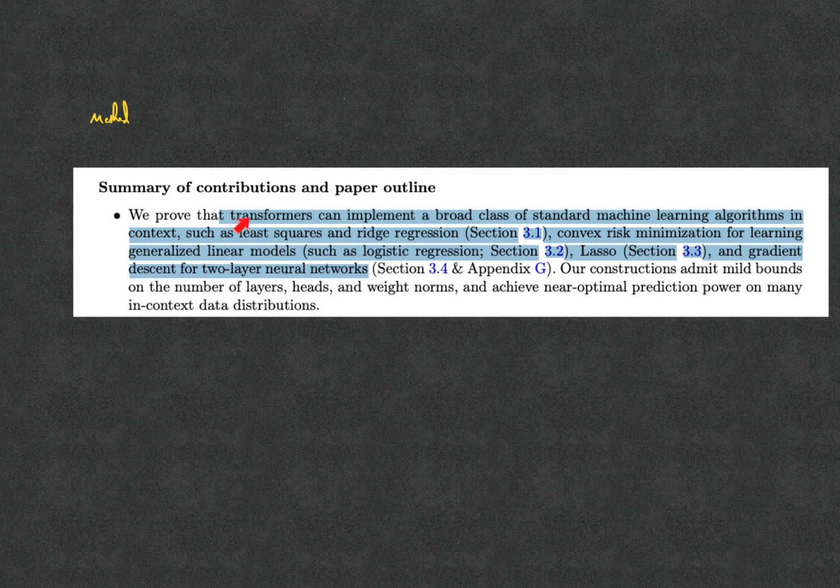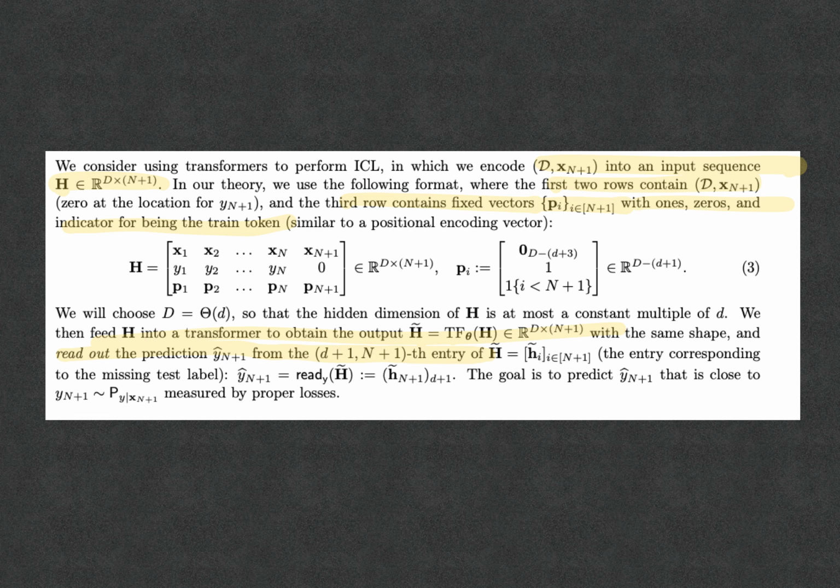This work focuses on transformers and shows that transformers can embed this kind of knowledge in themselves and implement a broad class of standard machine learning algorithms such as least squares, ridge regression, convex risk optimization, lasso, and gradient descent. This is the setup for training a transformer to perform in-context learning.